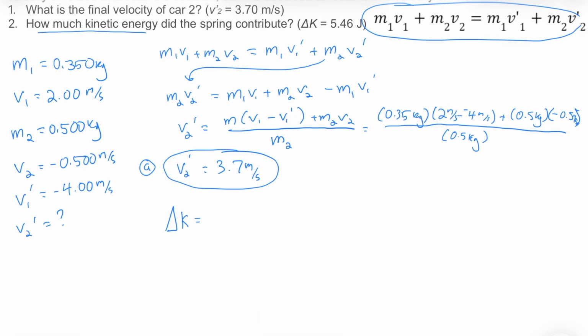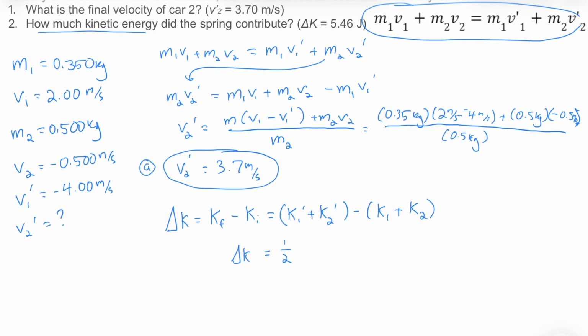And our change in kinetic energy is our final kinetic energy minus our initial kinetic energy. So if we think about our final kinetic energy, we can take the kinetic energy of car 1 at the end, plus the kinetic energy of car 2 at the end, and that is the total kinetic energy of our system at the end, right? And we subtract out the kinetic energy of car 1 in the beginning and the kinetic energy of car 2 in the beginning. And then we can break down this equation to find our change in kinetic energy.